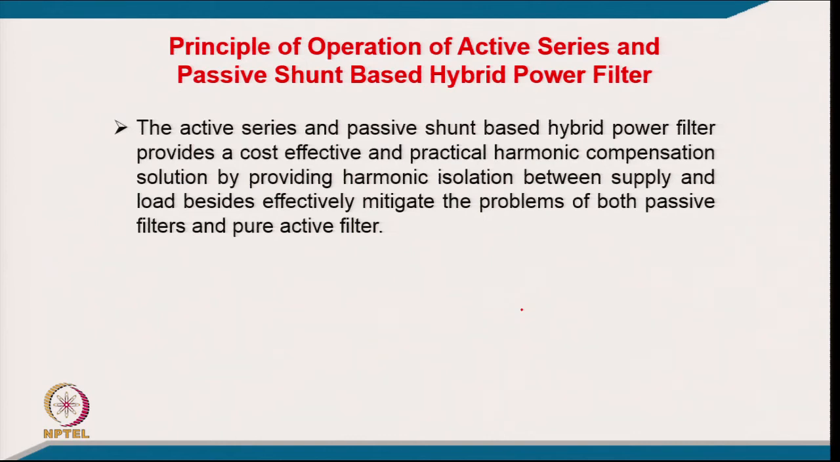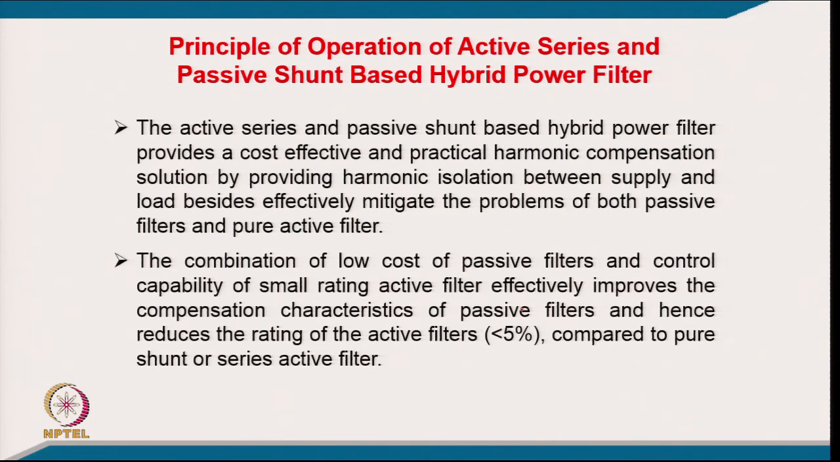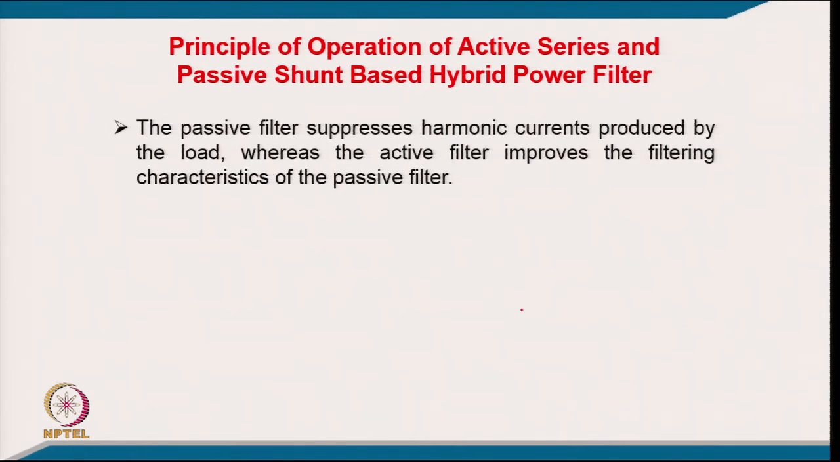So, the active series and passive shunt based hybrid filter provides a cost effective and practical harmonic compensation solution by providing harmonic isolation between supply and load, besides effectively mitigating the problems of both passive filters and pure active filters. And the combination of the low cost of passive filters and the control capability of a small rating active filter effectively improves the compensation characteristic of the passive filter, and hence reduces the rating of active filters to less than 5% compared to the pure shunt or series active filters.